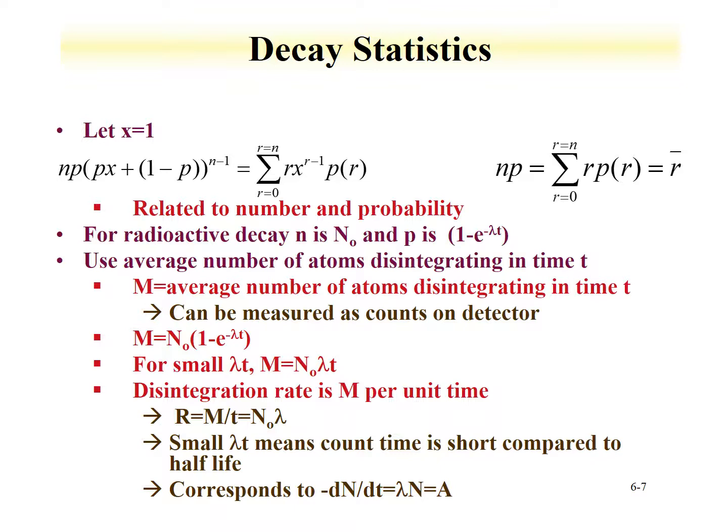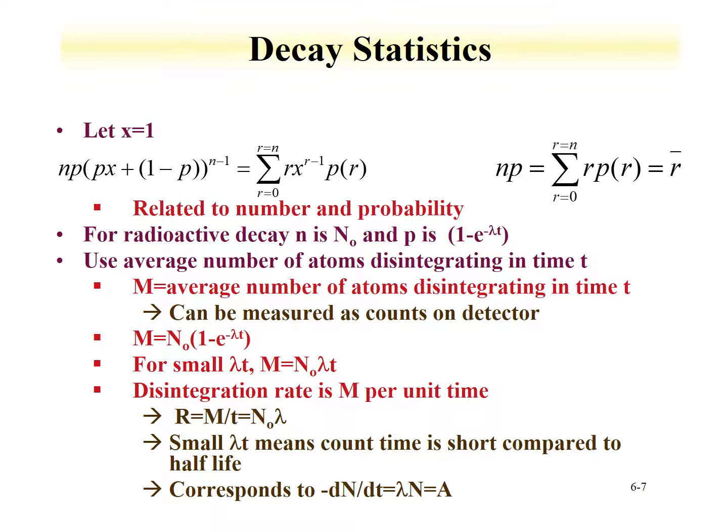Let's define another term here, m. M is the average number of atoms disintegrating in time t. And I can measure this as counts on a detector. This is important because this is something that we could do in the laboratory and use as data. M is going to equal N0, the number of initial atoms, times 1 minus e to the minus lambda t, this equation that's listed here.